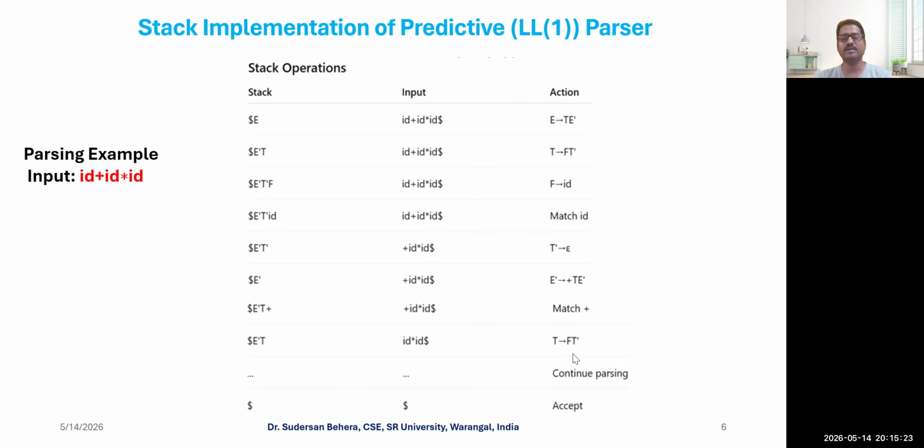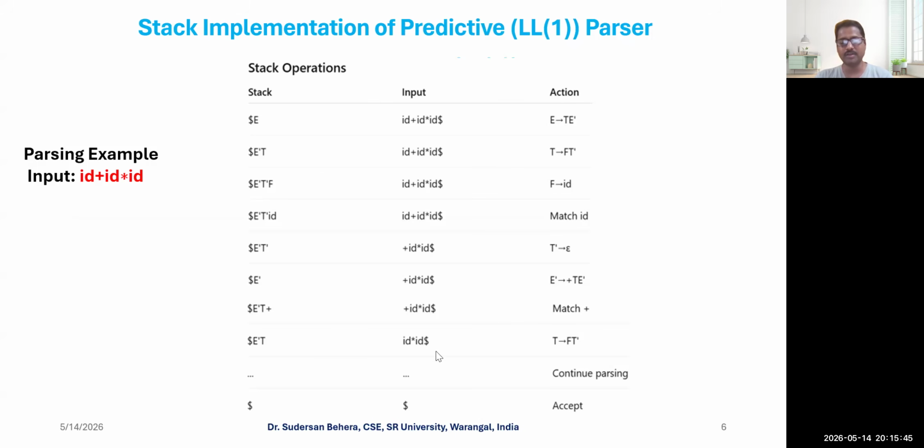Now T dash has a production. Yes. T dash has a production called epsilon. So epsilon will be incorporated in place of T dash. And finally what will you get? E dash F. What is the top of the stack? F. Now it is not mentioned, but you have to realize.